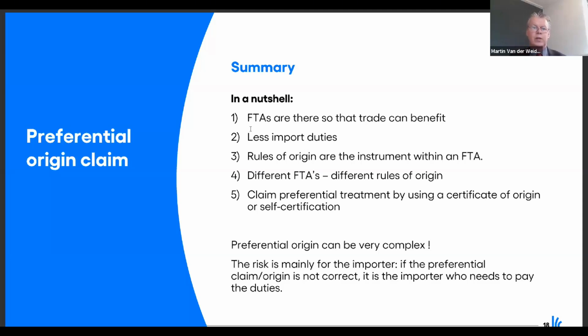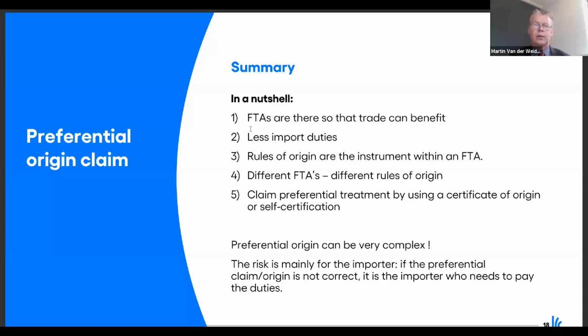If you have a free trade agreement where you have an option for a certificate of origin or self-certification and you're not sure, go for the certificate of origin. The issuing organization can help you. And the risk is always there for the importer. If the origin claim is not correct, the importer needs to pay the import duties anyway. The only surprise is customs will not check straight away. They do that afterwards. So as an importer, you can get a surprise after a couple of months when customs does a check and comes to the conclusion that the origin was not true and correct.